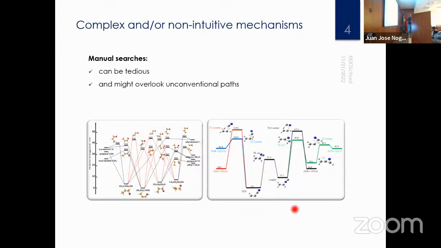This is just a 7-atom system, a vinyl cyanide molecule. I don't know if you can see from the back of the room. But anyway, this is a 7-atom system. And still, the mechanism shown here in green was found only thanks to AutoMaking.